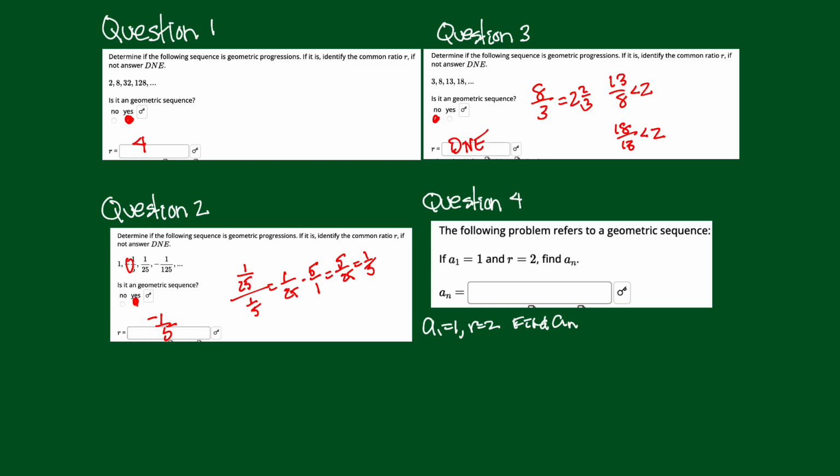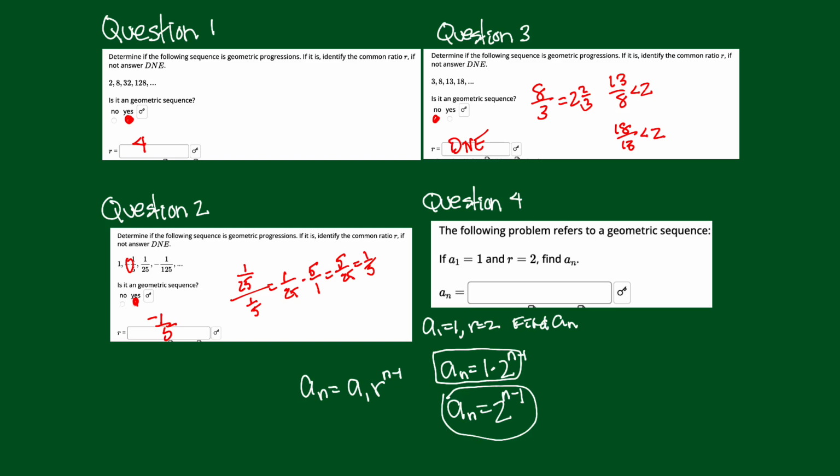Well, the general term is going to be, now here's our general formula for geometric. The general formula is this: a sub n is equal to a sub 1 times r to the n minus 1. So a sub n is going to be a1, which is 1, times r, which is 2, to the n minus 1. So how about just a sub n is equal to 2 to the n minus 1. But I'm thinking the textbook or the homework set might want it in this form right here. They might want that multiplier of 1.